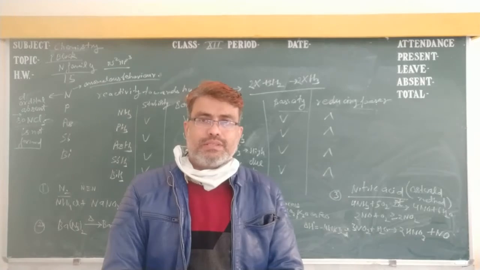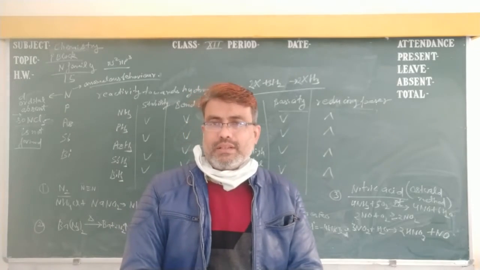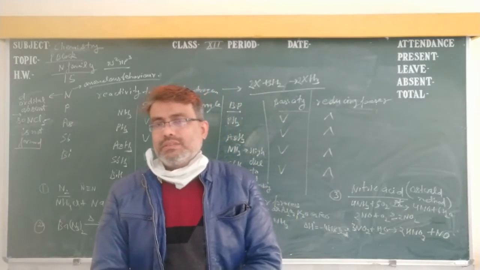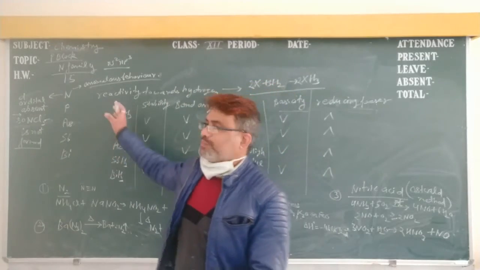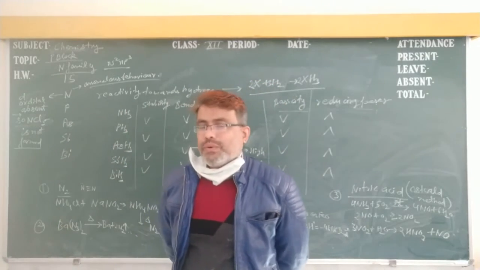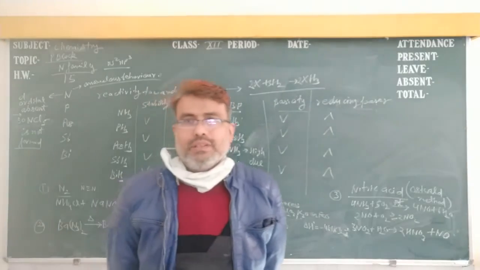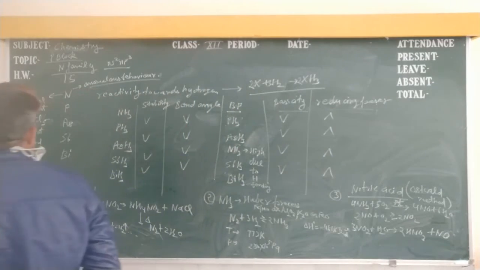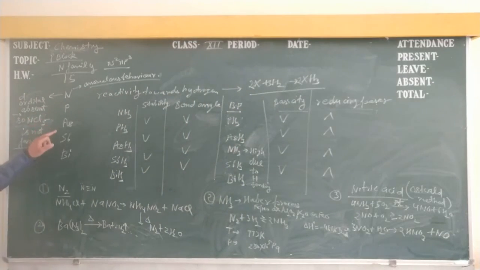Today we will discuss some important topics of p block elements. Today I will discuss group 15. You know in group 15 there are the following elements: nitrogen, phosphorus, arsenic, antimony, bismuth.